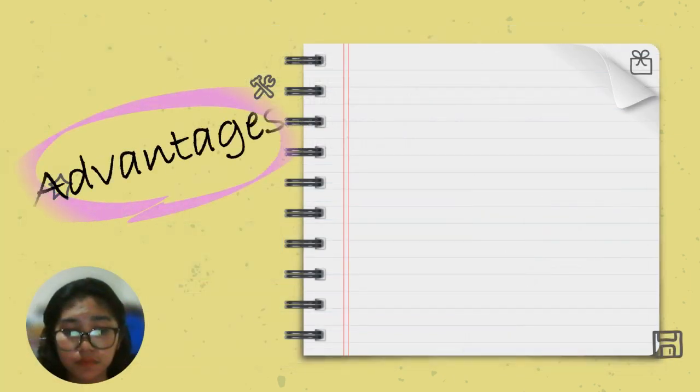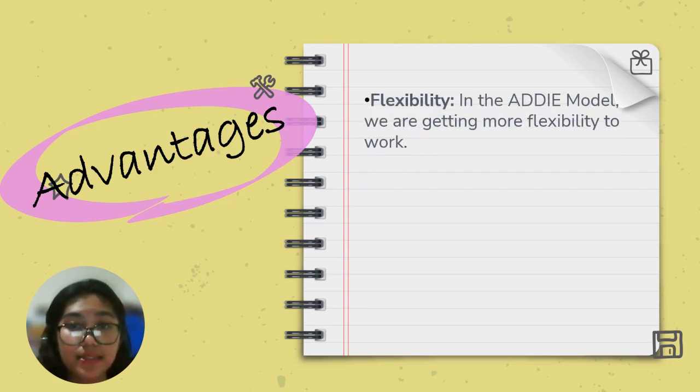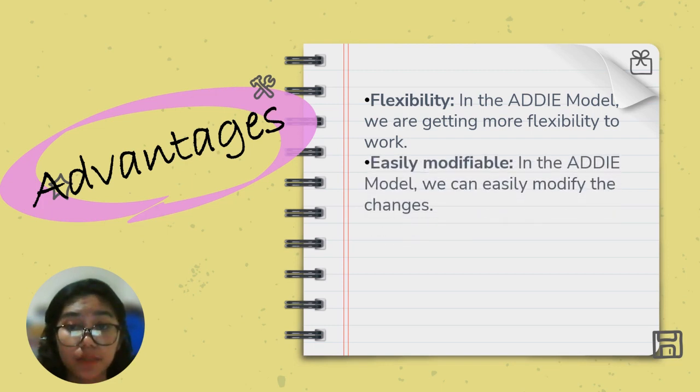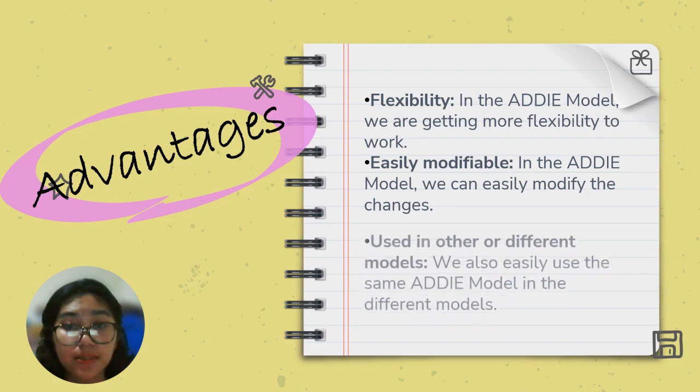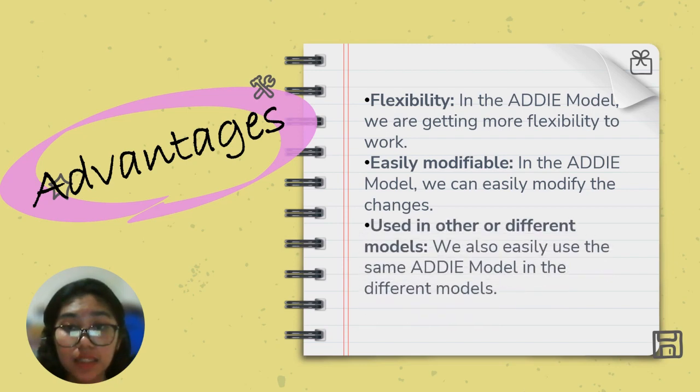So, what are the advantages and disadvantages of the ADDIE model? First, we will tackle the advantages. First is that the ADDIE model is flexible. With the ADDIE model, we are getting more flexibility in the work. Next is that it is easily modifiable. In the ADDIE model, we can easily modify the changes. And lastly, it is used in other or different models. We can easily use the same ADDIE model in different models.